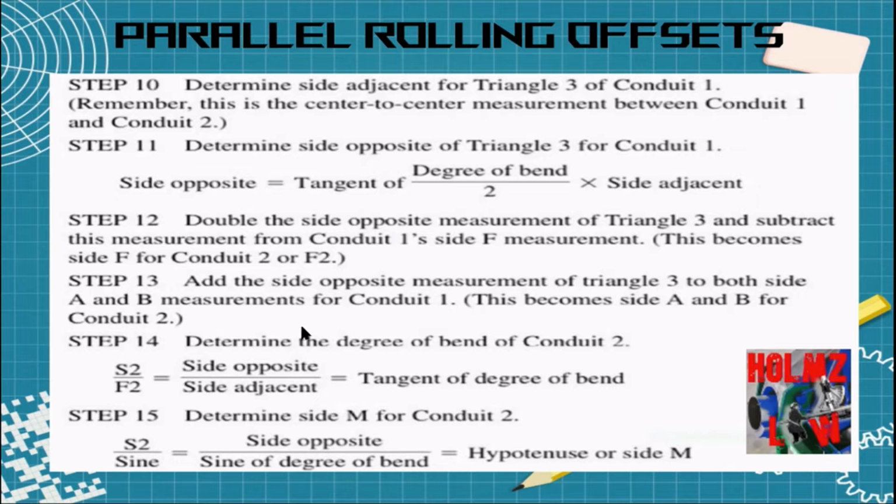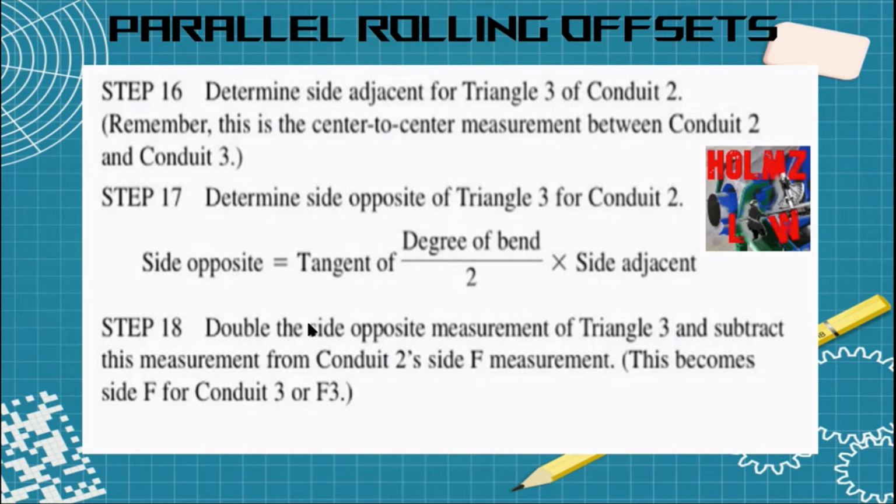Let's go to step 16. Determine the side adjacent for triangle 3 of conduit 2. Remember, this is the center to center measurement between conduit 2 and conduit 3. Triangle 3 is basically you trying to figure out what the spacing is going to be, how much you need to add in order for them to be parallel. That's all you're doing. You're doing the parallel adjustment right now. When you hear or read triangle 3, it's just the parallel adjustment triangle. And as you can see on step 17, that's the formula to find out how much you need to adjust for your parallel adjustment.